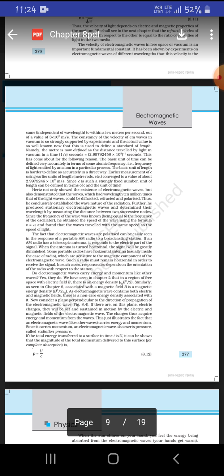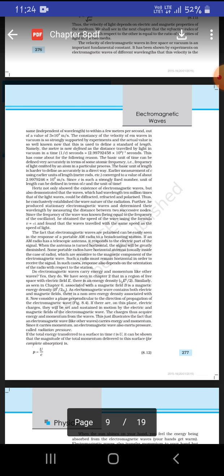Earlier measurement of c using earlier units of length converged to a value of about 2.9979246 × 10^8 m/s. So Hertz not only showed the existence of electromagnetic waves but also demonstrated that waves with a wavelength 10 million times that of light waves could be diffracted, refracted and polarized. Hertz gave a simple demonstration of electromagnetic waves.